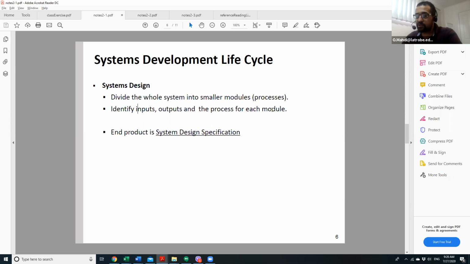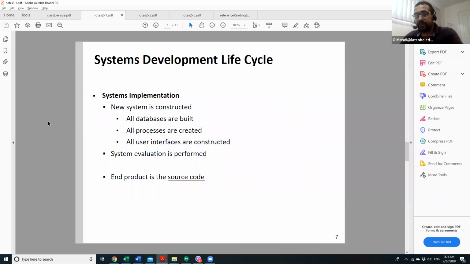So that, of course, includes all the source code, all the coding, and having a database, for example. Everything is based on each model here. At the end of this phase, we're going to have something called the system design specification. All right. System implementation. Now the system is constructed.